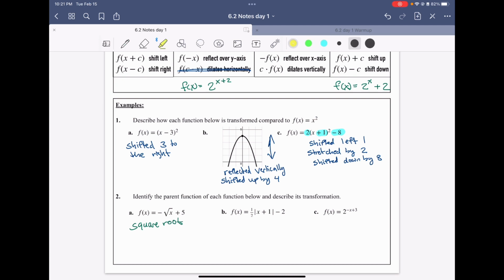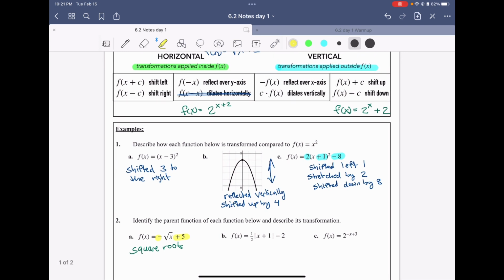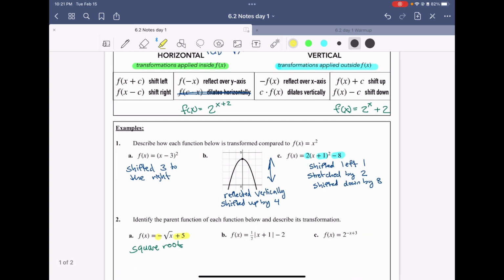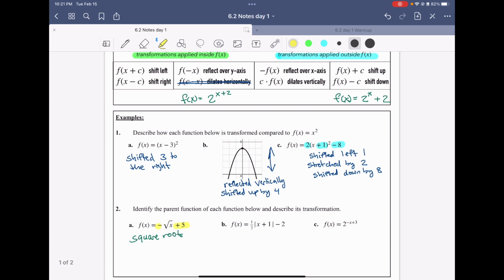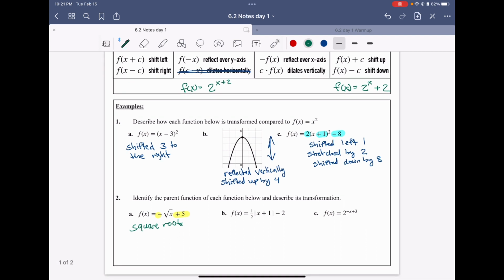So I'm going to just highlight different things that are happening. I have a negative there, and I have a +5 there. So I have 2 things going on. First of all, I'm going to look at what happens inside the function first. And nothing's happening under the square root, so nothing's happening inside. So I have no horizontal transformations. Then I'm going to look for vertical transformations. And I'm going to first look at anything being multiplied. I have that negative sign, so that means I have a vertical reflection.